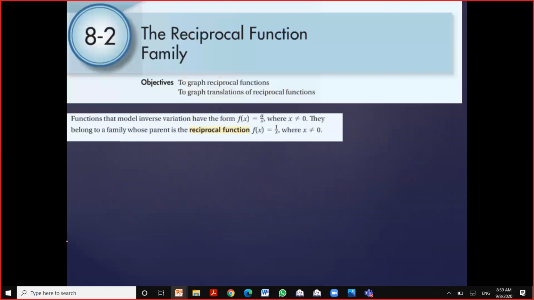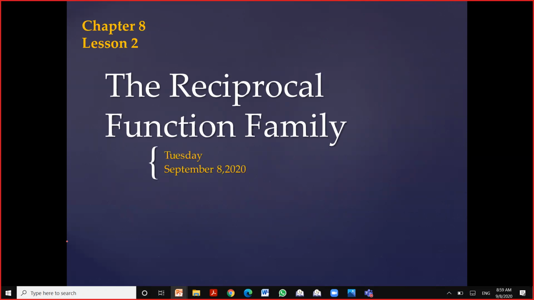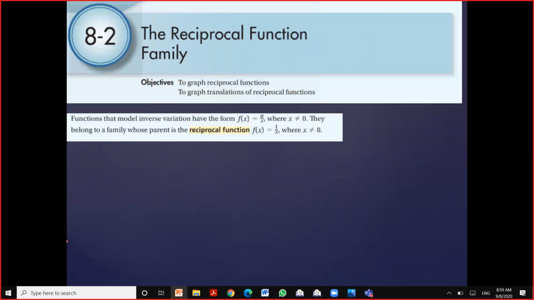Today our lesson is talking about the reciprocal function family. In the previous lesson, we talked about how we can differentiate between the inverse and the direct variation. Now, the inverse variation, as we said yesterday, is y equals k over x. So this is an inverse variation, and this type of variation is a type of reciprocal function.